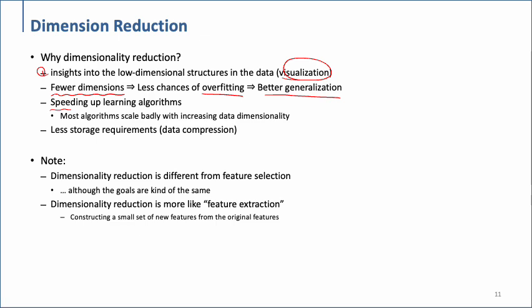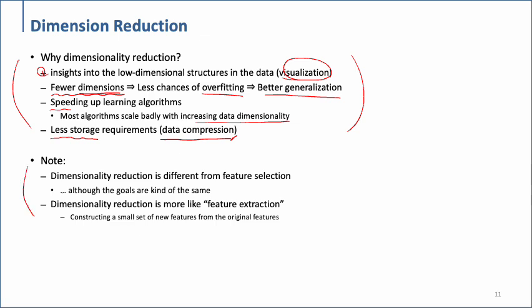Most algorithms scale badly with increasing data dimensionality, but by reducing the dimension, we can speed up the learning algorithms. And also because the dimension is small, we can save storage, so it does not require a high storage for saving data. So it can be used for data compression. So this is why we should learn and why we should use dimension reduction.